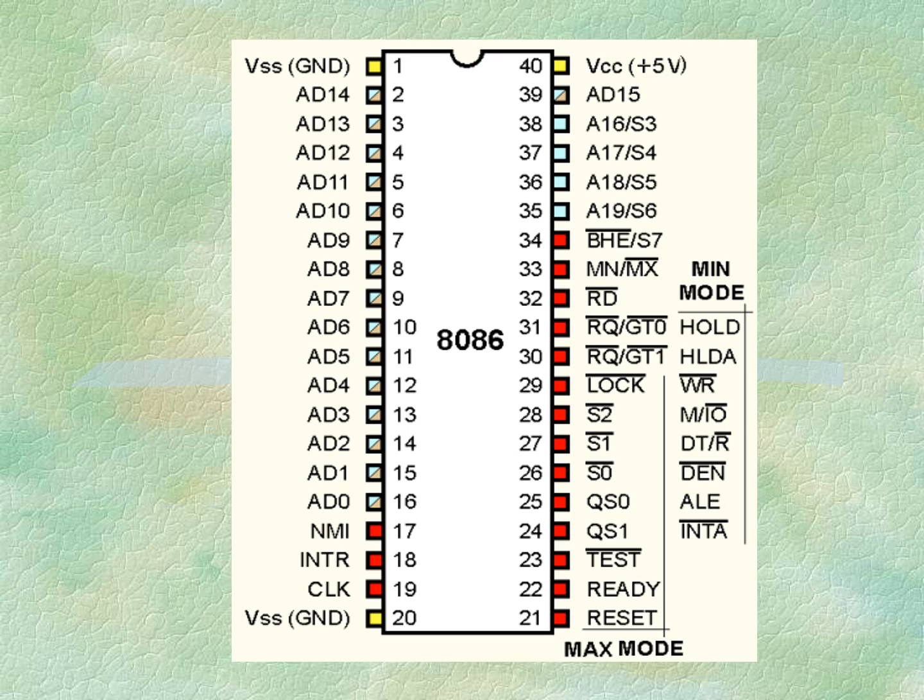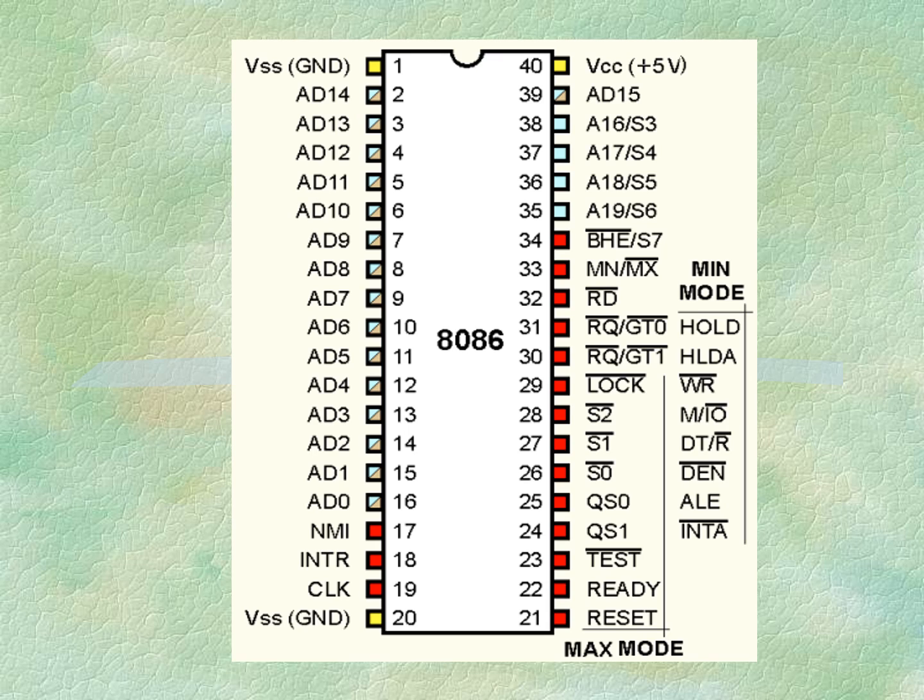And by looking into the pins from 2 to 16, AD14 to AD0, the 15 pins, plus the 39th pin, that makes AD0 to AD15. All the 16 address lines are multiplexed with the data lines. That is why AD: A stands for address and D for data. So all the address and data lines of the first 16 are multiplexed and given in the pins from 2 to 16 and the 39th pin.